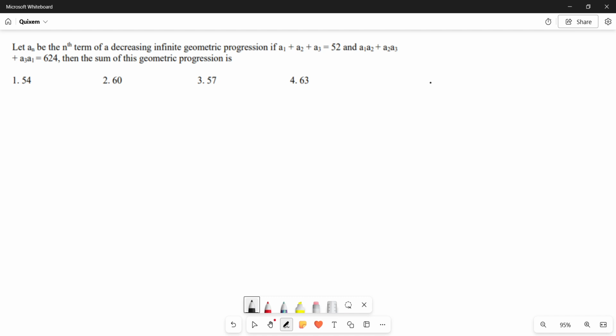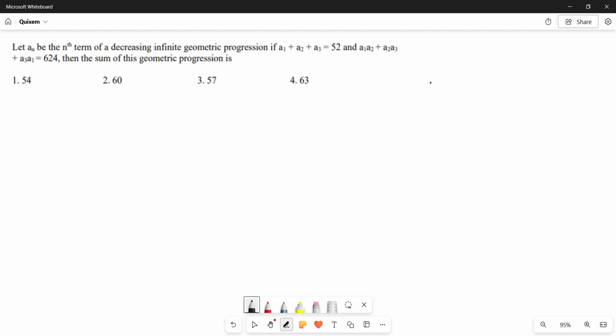So what do we mean by decreasing progression here? Typically when the common ratio, that is tn divided by tn minus 1, is less than or equal to 1, then we can say the progression is a decreasing geometric progression. In fact, it should be less than 1, not even equal to 1, because even if the common ratio is 1, it will tend to infinity. So here we clearly know the common ratio r would be less than 1.